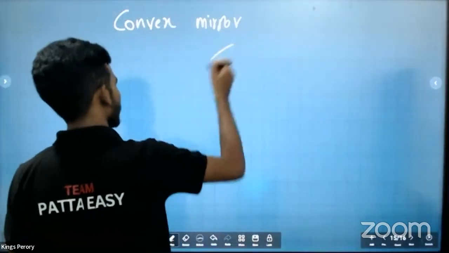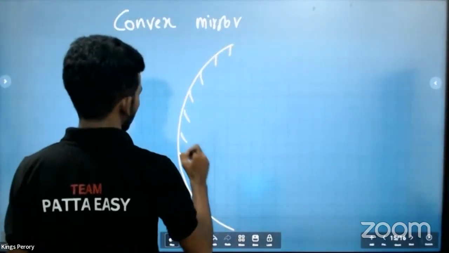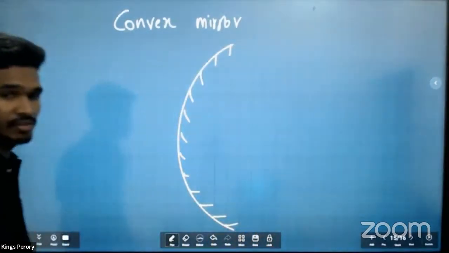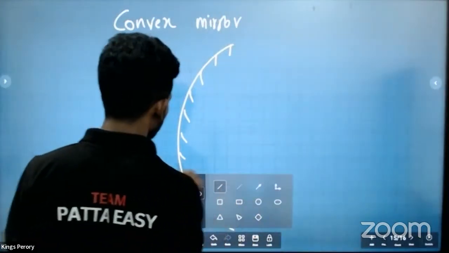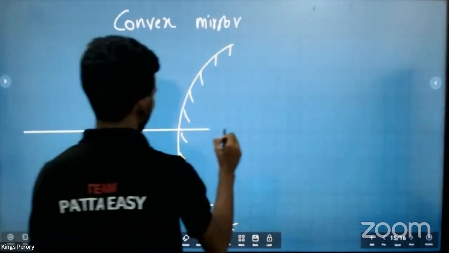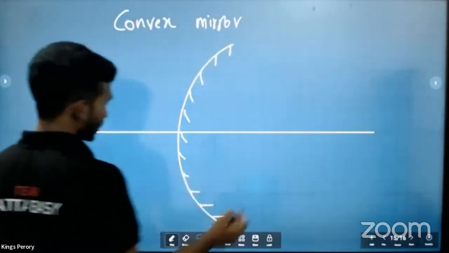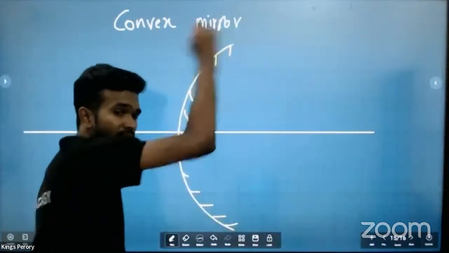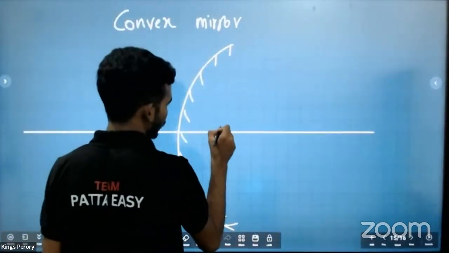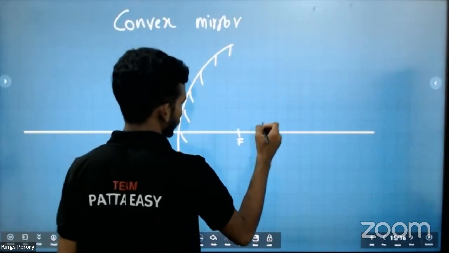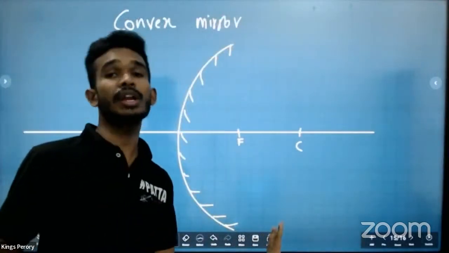First of all, what is this convex mirror? This way. The curved-in side is going to be the rough surface, the other side is the reflecting surface. If I draw the principal axis, this is my principal axis. Whatever the mirror, only inside the curved part, you have focal point and center of curvature. 1, 2, 3, 4, 5, focal point. 1, 2, 3, 4, 5, center of curvature.